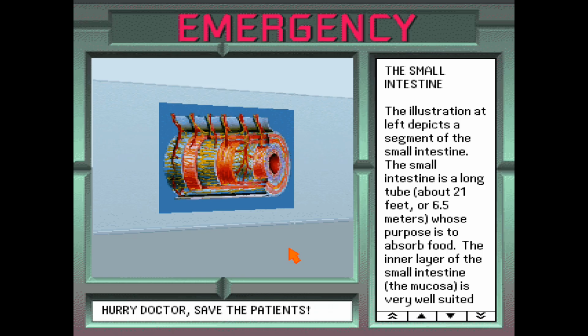The middle walls of the small intestine contain circular and longitudinal smooth muscle layers. Under normal circumstances, these muscle layers contract in rhythmic fashion to force the partially digested food along the whole length of the small intestine. This contraction process is called peristalsis. The outermost layer of the small intestine is called the serosa.